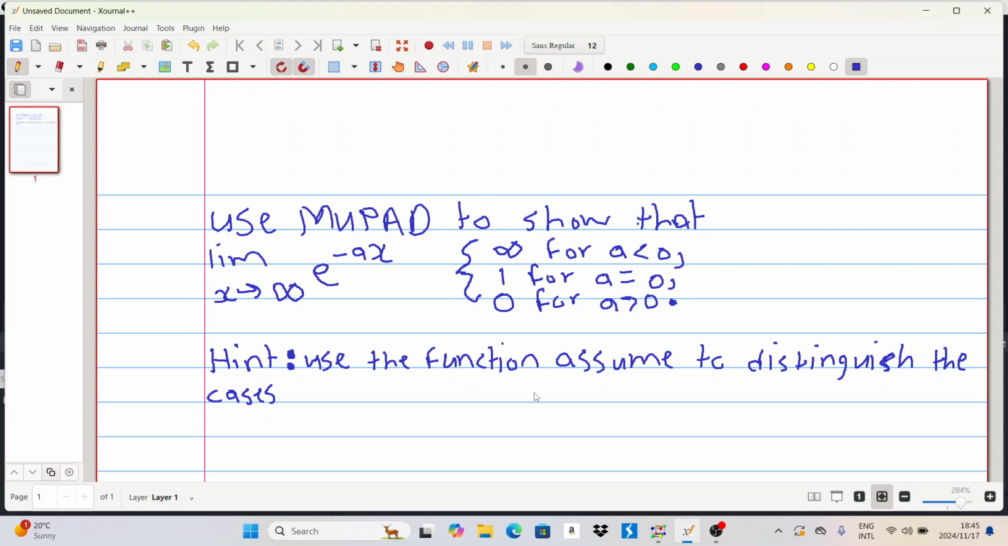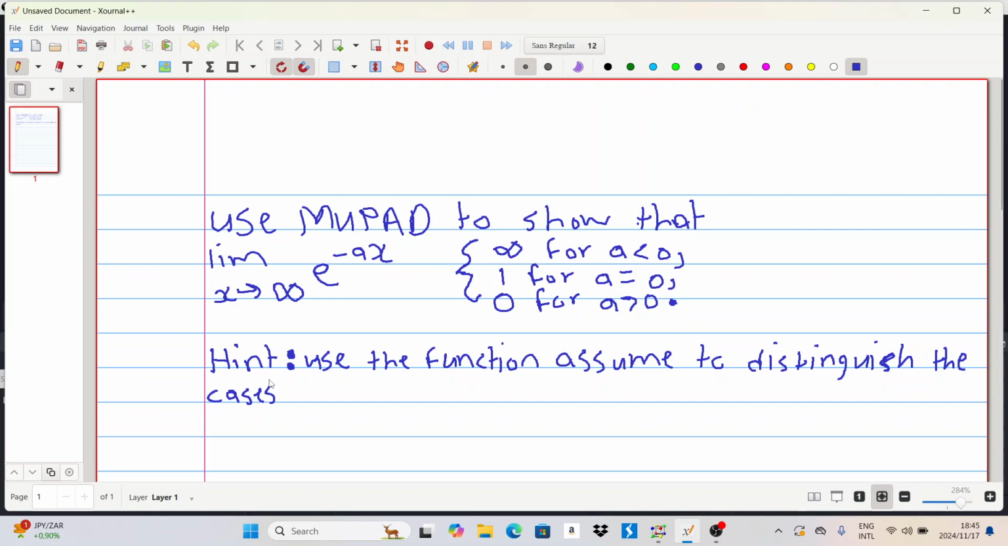On today's lesson, we'll be using MuPAD, which is a MATLAB tool that is used to solve mathematical problems. Use MuPAD to show that the limit as x approaches infinity of e to the power negative ax, given this condition, is infinity for a less than 0, 1 for a equal to 0, and 0 for a greater than 0.